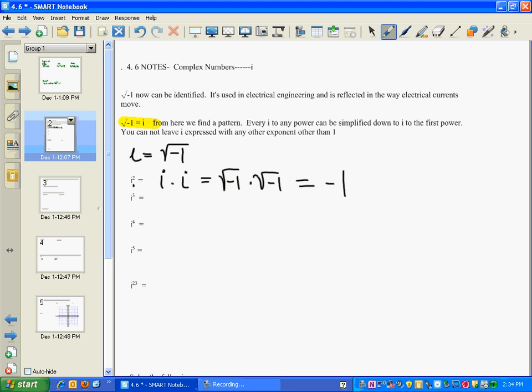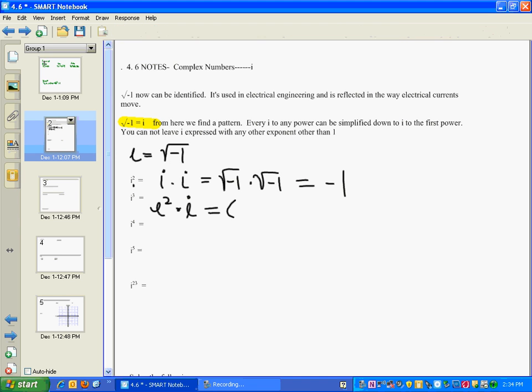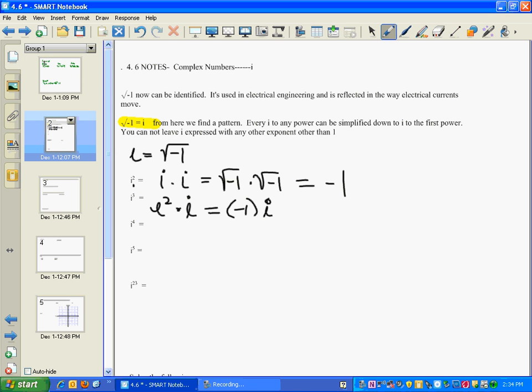i cubed. Well, that's i squared times i. But what did we just define i squared to be? So this is really -1 times i, which is really just -i. Are we good? All right, i to the 4th. i squared times i squared. And each time you have i squared, you can simplify it down to what? -1. So what's -1 times -1? Right. So when you have i to the 4th power, you really can say that that has a value of 1.